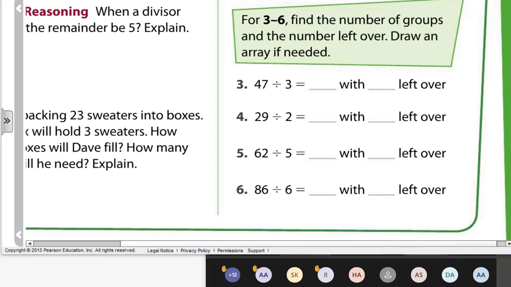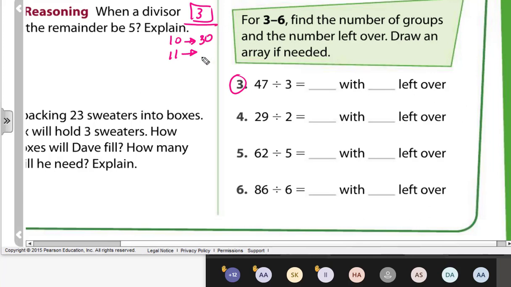Adam, can you help me? Everyone else, please mute your mics. Okay, Adam, we are solving question number 3. You can divide 47 by 3 many ways. I will tell you one of the ways. You know that 10 times 3 equals 30. We can use the multiplication table of 3.